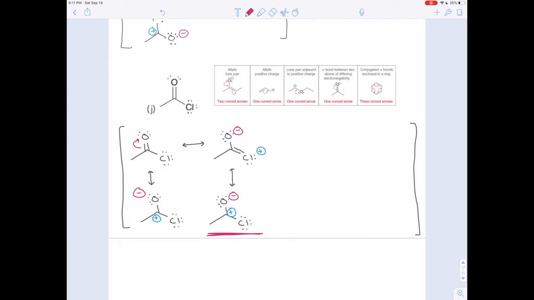Do we have an allylic lone pair there? There's no double bond, so it couldn't have an allylic lone pair. How about an allylic positive? Same thing. No double bond, so nothing could be one atom away from a double bond. In other words, nothing could be allylic. How about a lone pair adjacent to a positive charge? Yeah, we have that in two places. But either place will give us a molecule we already have.